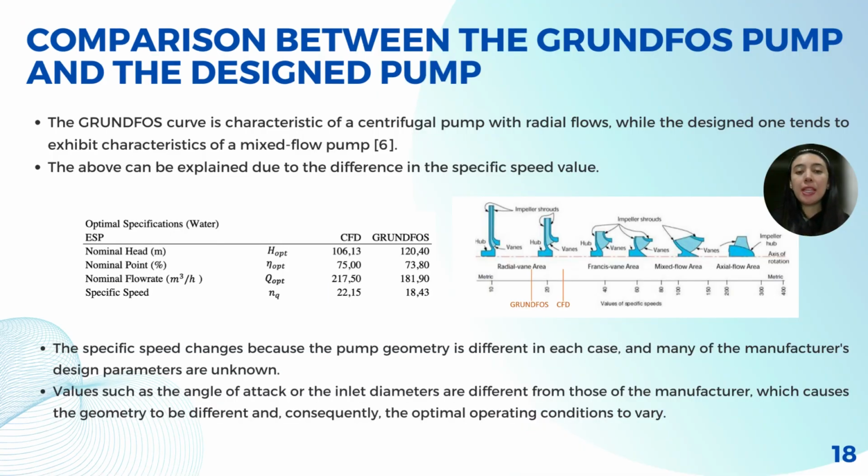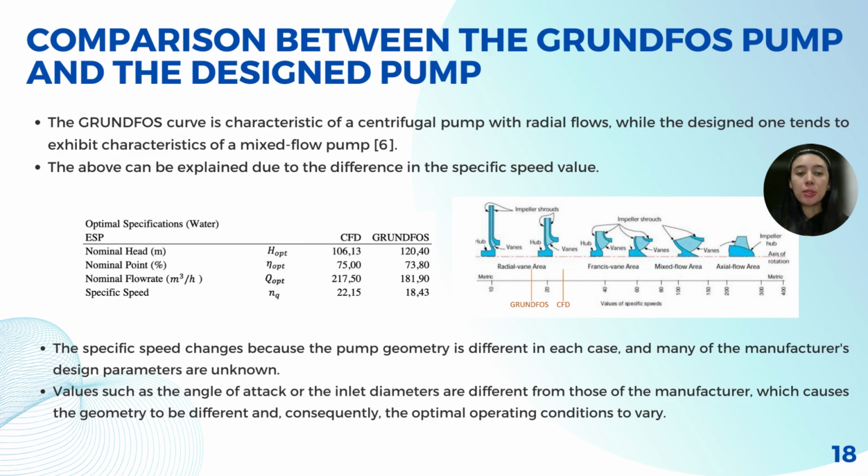Based on the literature, it can be determined that the Grundfos curve is characteristic of a centrifugal pump with a radial flow, while the design one has characteristics of a mixed flow pump. This can be explained due to the difference in the specific speed value. The design pump has a value of 22.15 and the Grundfos pump has a value of 18.43.